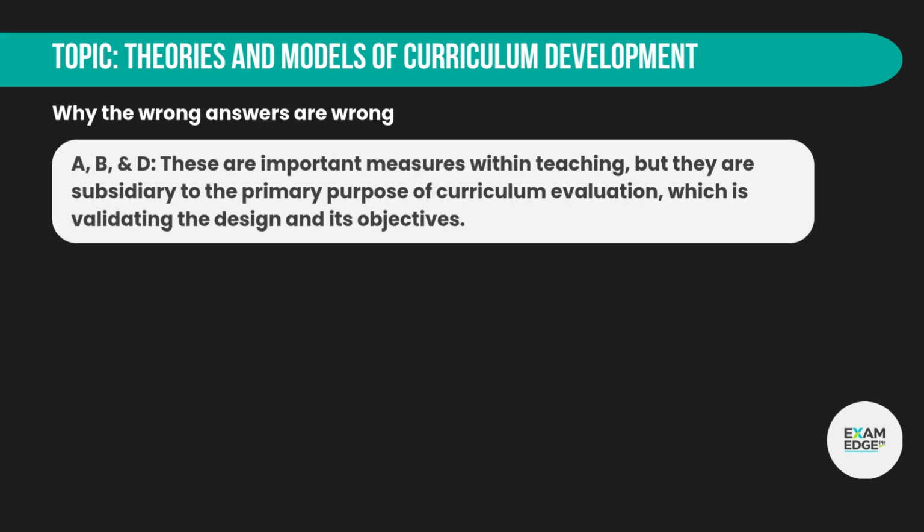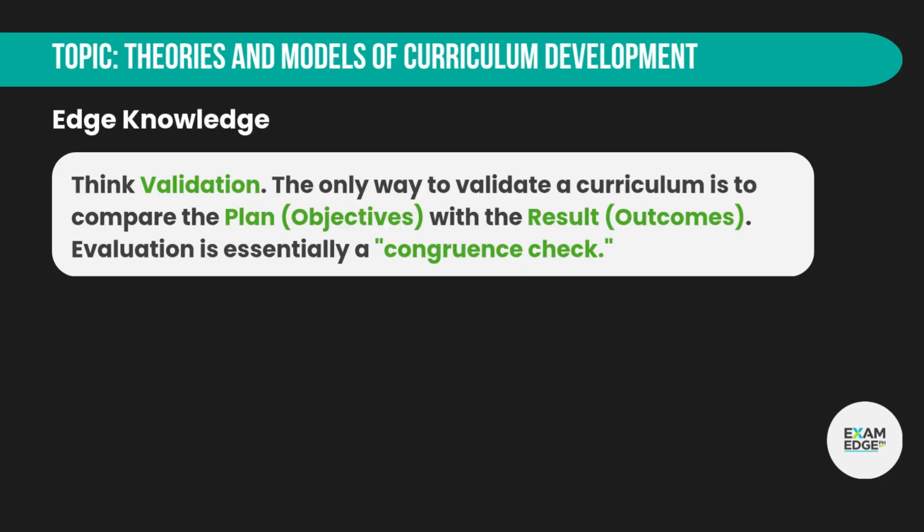Why the wrong answers are wrong? A, B, and D. These are important measures within teaching, but they are subsidiary to the primary purpose of curriculum evaluation, which is validating the design and its objectives. Edge knowledge. Think validation. The only way to validate a curriculum is to compare the plan, objectives, with the result, outcomes. Evaluation is essentially a congruence check.